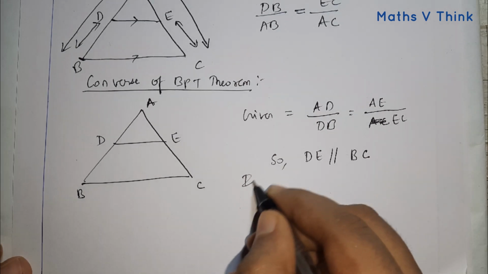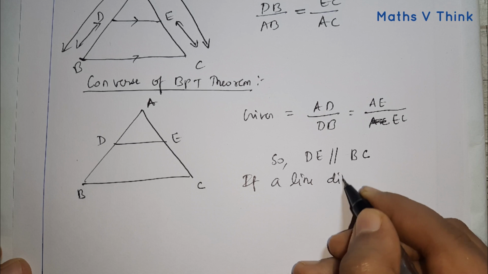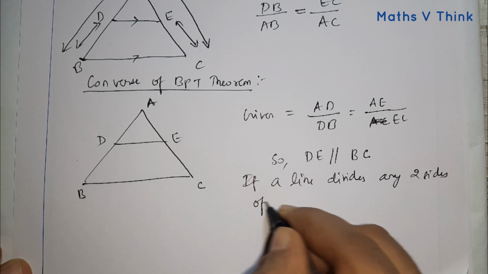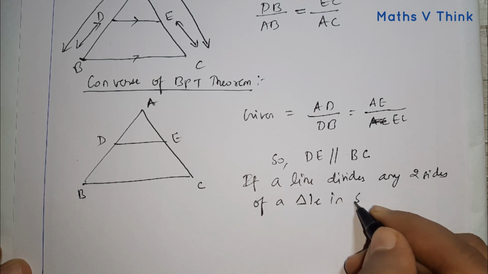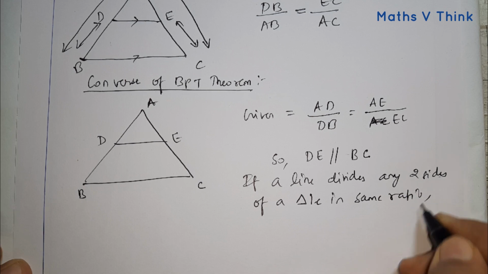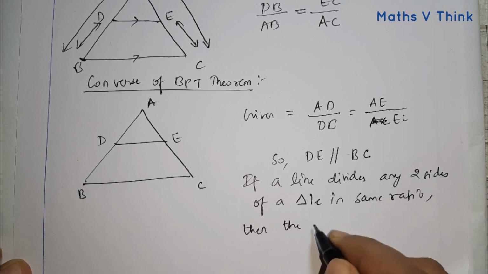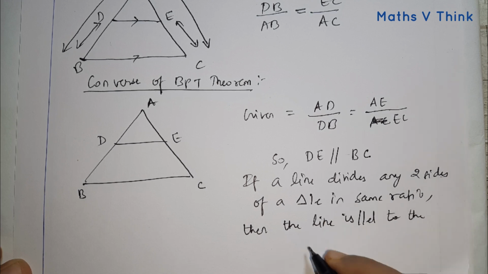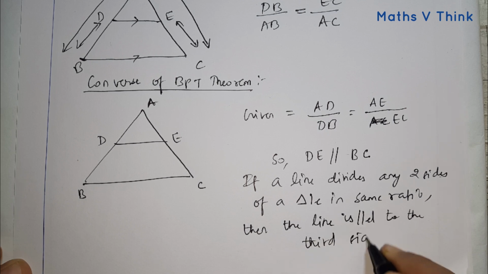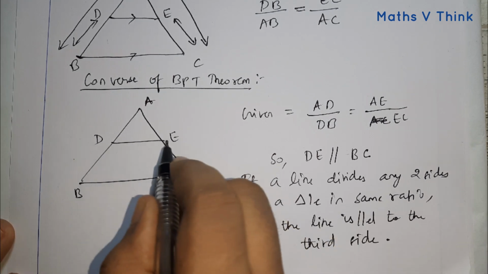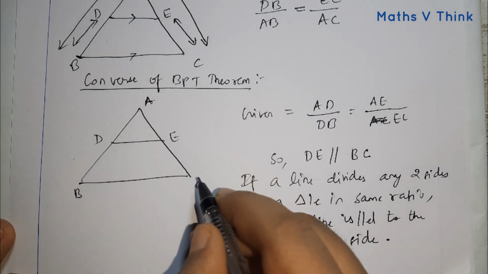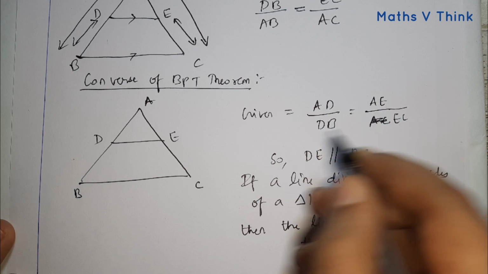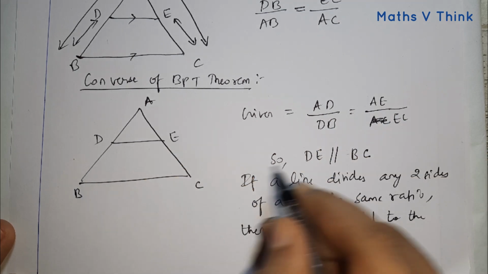The theorem says if a line divides any two sides of a triangle in the same ratio, then the line is parallel to the third side. In this you can see the line is DE, which is dividing AB and AC in the same ratio, nothing but AD by DB is equal to AE by EC. So I can tell that DE is parallel to BC.